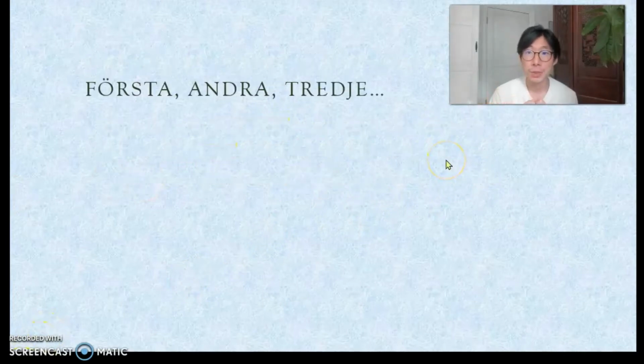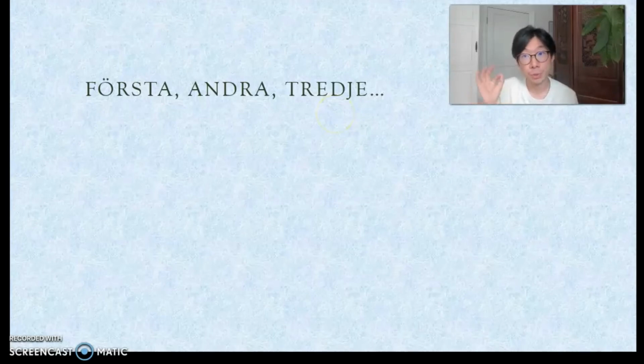Men ibland du använder andra för att berätta en ordning. Sometimes you use andra to tell an order. In Swedish, it is equivalent to second. So första can mean the first, andra can mean the second, tredje, the third.